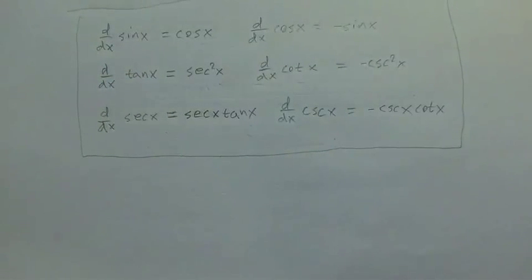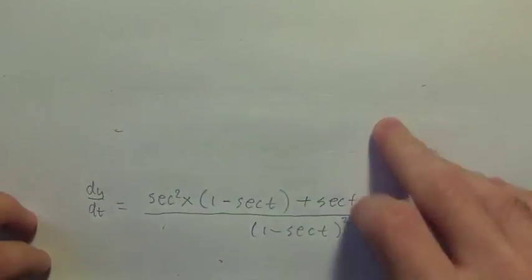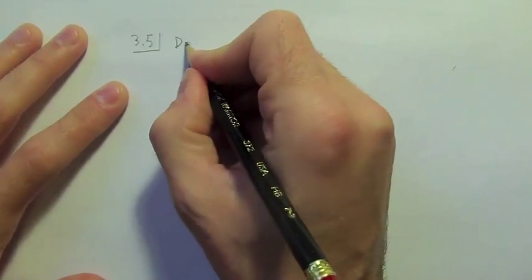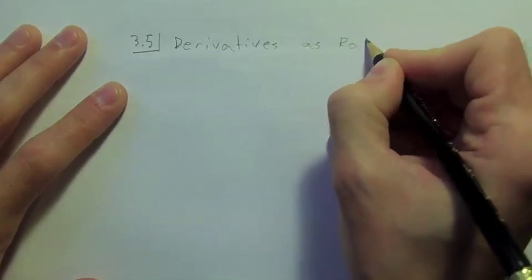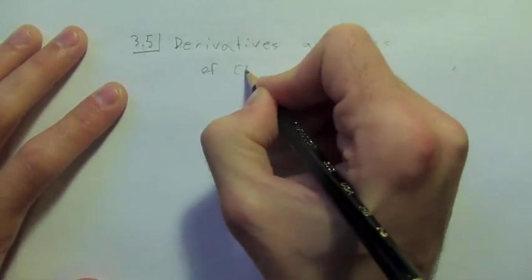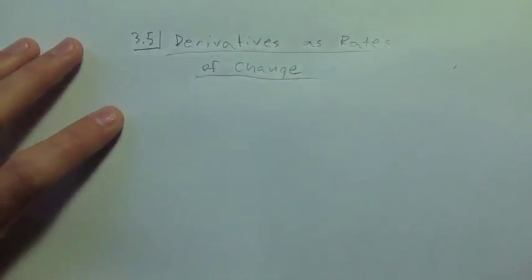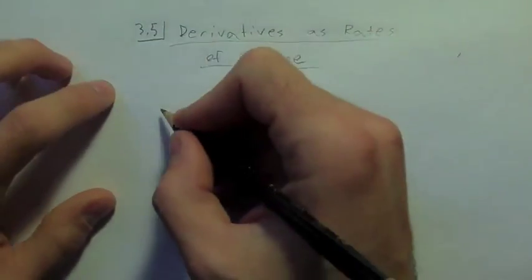All right, what I want to talk about in the final little bit of this lecture is section 3.5, and I'm not going to spend much time on it because we've already talked about this section a lot. Actually, the whole section is on derivatives as rates of change, and honestly we've really been talking about that already, that the derivative of a function is its rate of change.